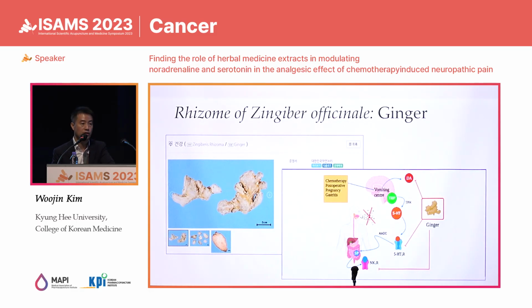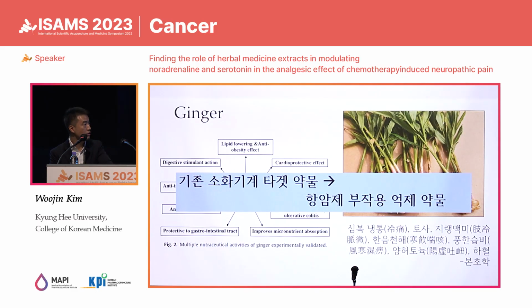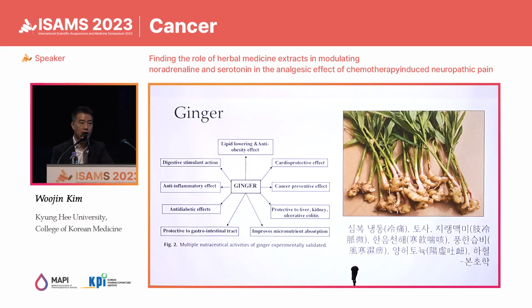ginger effect on pain. So I focused on ginger, and I did more research on it, and I could see that mostly ginger has a digestive stimulation, anti-inflammatory, anti-diabetic, and cancer-preventing effect, but there is no last report on neuropathic pain.